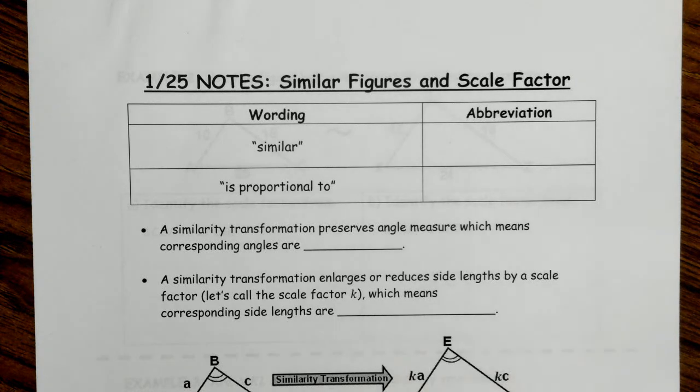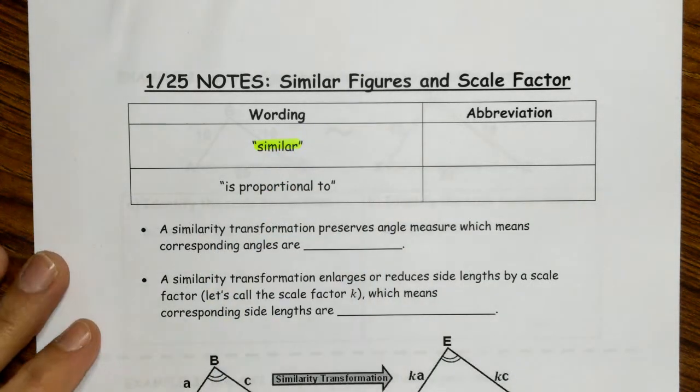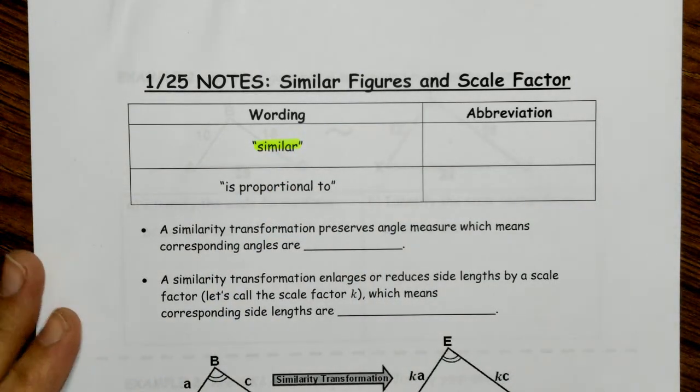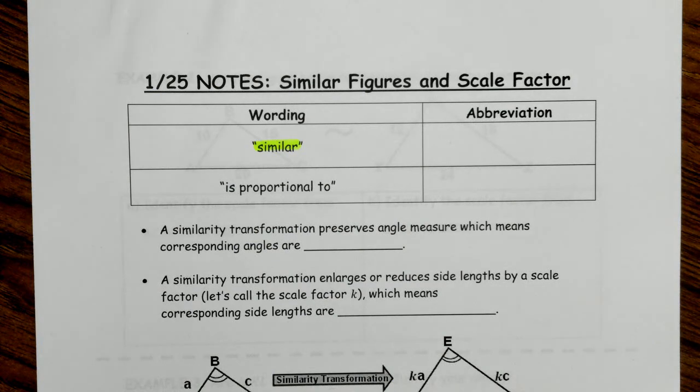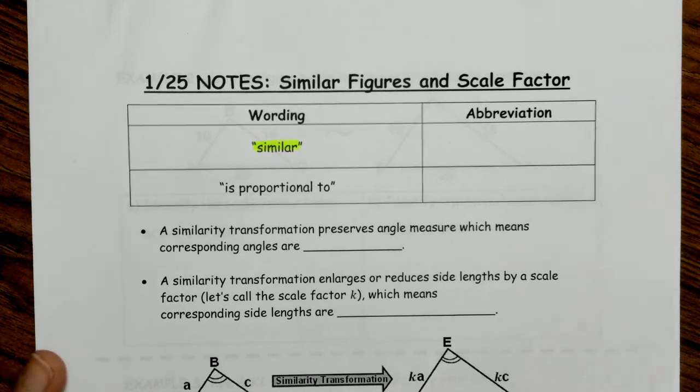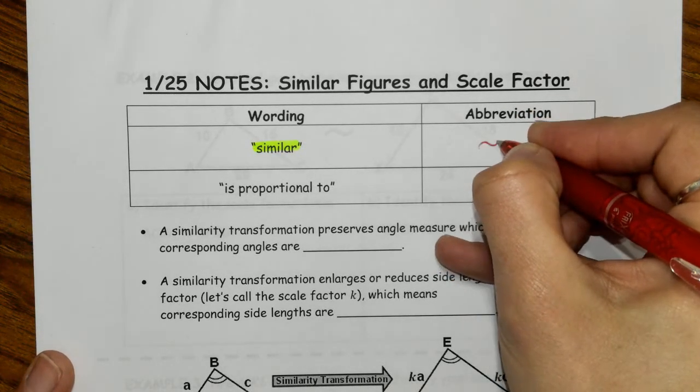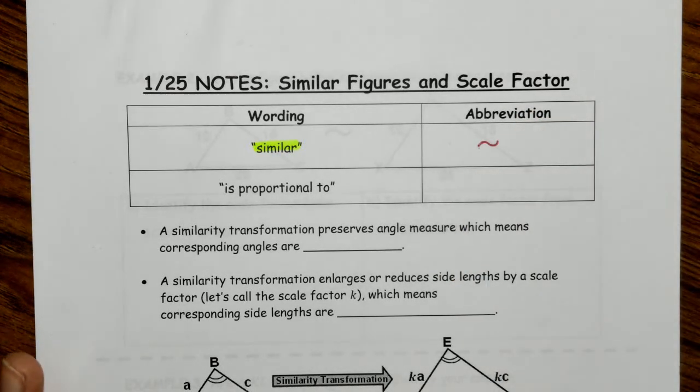The first thing we're going to talk about is this word similar. There is a symbol that's going to mean similar. We know what the equal sign looks like. We know congruent is equal with a squiggly line above it. Well, that squiggly line above, that's what is similar. So this little guy right here, that means similar. Just a little squiggly line, a little piece of spaghetti there.